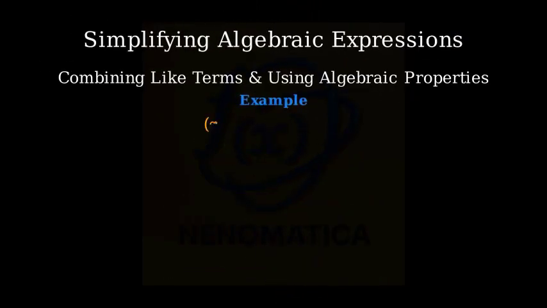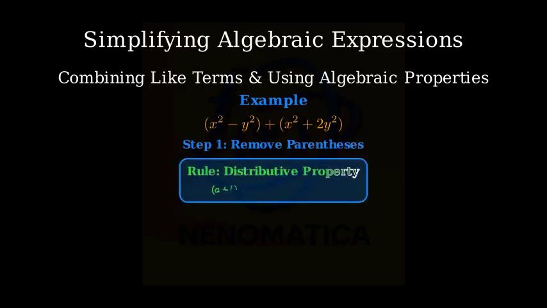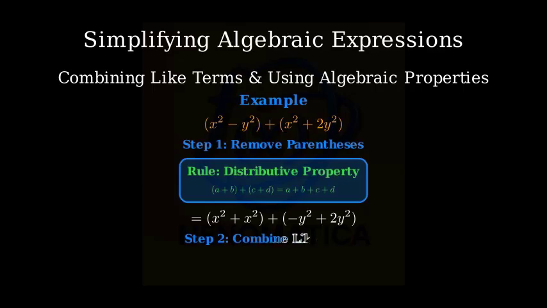We need to simplify the expression (x squared minus y squared) plus (x squared plus 2y squared). First, we'll use the distributive property to remove the parentheses. This gives us x squared plus negative y squared plus 2y squared. Now we can combine like terms.